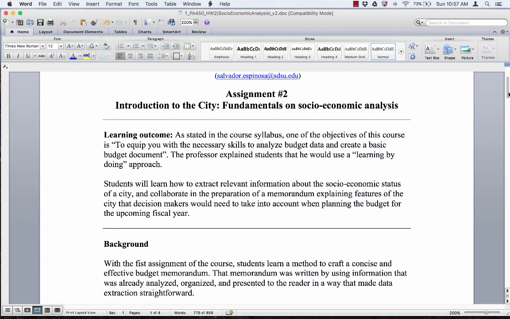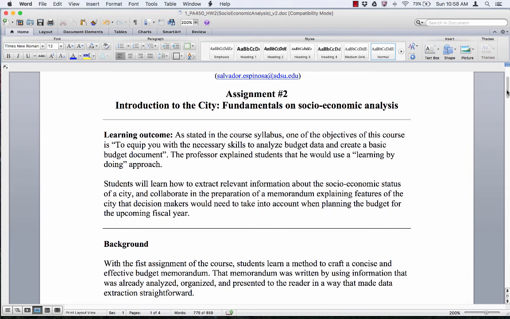We stated at the beginning of the course that one of the goals that I have in mind is to provide you with the necessary skills to analyze budget data and create a basic budget document. We are not going to be analyzing data yet, but I will be giving you information that you will use to tell a story. The difference between the first assignment and this one is that now the data is not going to be structured as in the first one, and also that you will be working with a team in the preparation of the budget document.